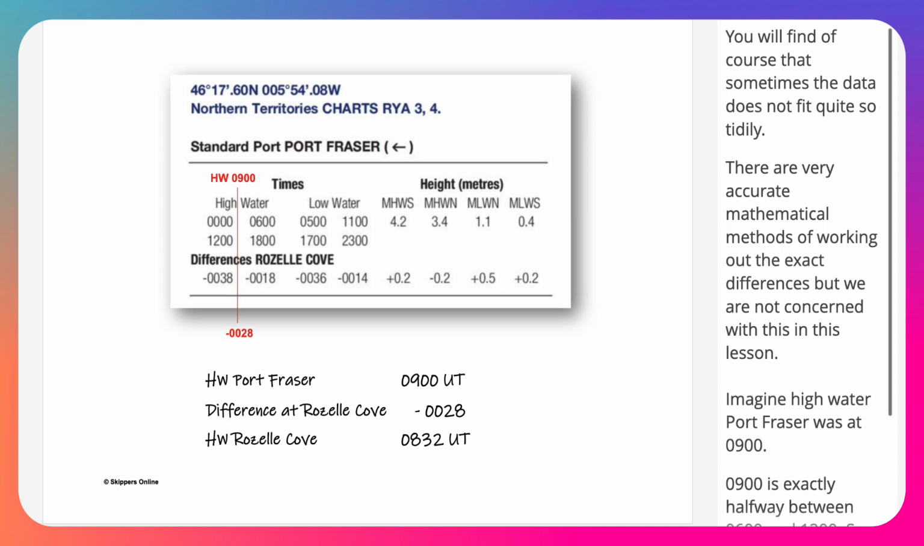You will find, of course, that sometimes the data does not fit quite so tidily. There are very accurate mathematical methods of working out the exact differences, but we are not concerned with this in this lesson. Imagine high water Port Fraser was at 0900. 0900 is exactly halfway between 0600 and 1200. So high water Rozelle Cove would be exactly halfway between minus 18 minutes and minus 38 minutes, which is minus 28 minutes. So at 0832.